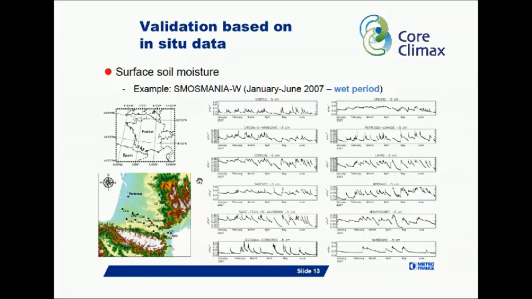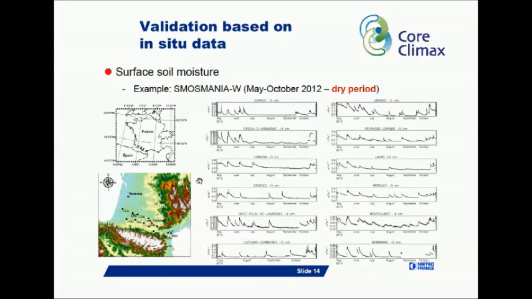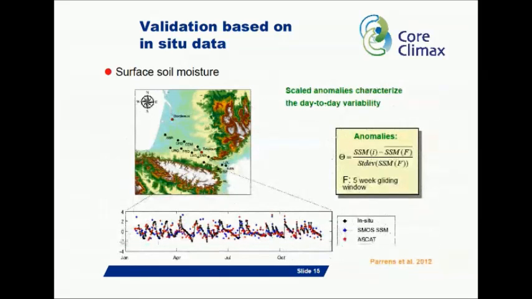On the other hand, in a dry period, this was in May-October 2012, you can see that what is observed in one station can be completely different from what is observed in a neighboring station. So, we've seen that surface soil moisture has a seasonal cycle.